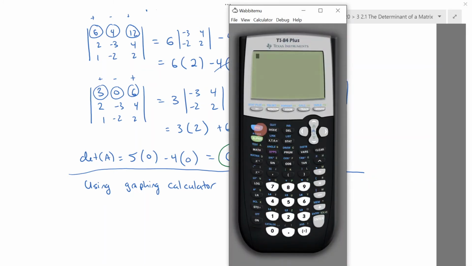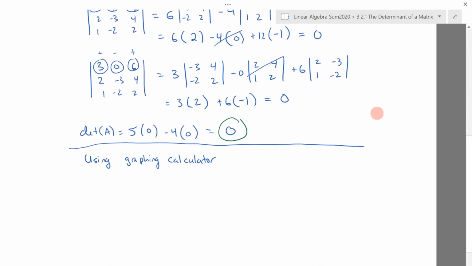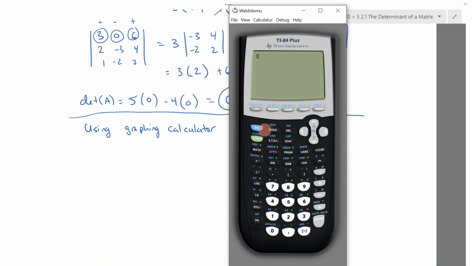Here I've entered the matrix into my matrix H. This is the original matrix. You can see that this is my matrix H. Now how do I calculate the determinant? You go back into the matrix menu, so second, and then matrix, and then under math, the very first thing is exactly the determinant. So you choose that, and then we need to choose the matrix. I want my matrix H.